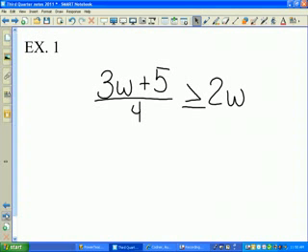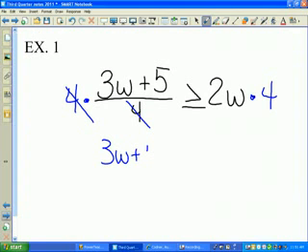So first thing, we're going to start off with a review of what we did last class, which was solving inequalities with one variable. So for example number 1, we have (3w plus 5) divided by 4, which is greater than or equal to 2w. So the first thing that we should do is to multiply both sides by our denominator, which is 4. The reason why we're doing that: (3w plus 5) divided by 4 is division, so we need to do the opposite, which is multiplication.